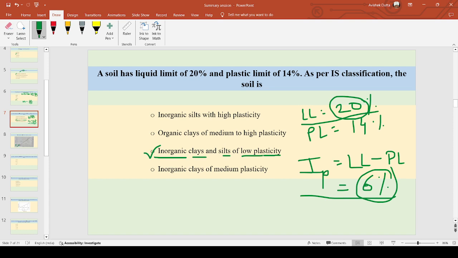So in this way, we can classify soil based on their liquid limit and plastic limit, or based on their Atterberg limits, which is being determined in the laboratory. So soil having liquid limit of 20% and plastic limit of 14% is inorganic clay and silt of low plasticity. Okay, I hope I was clear.